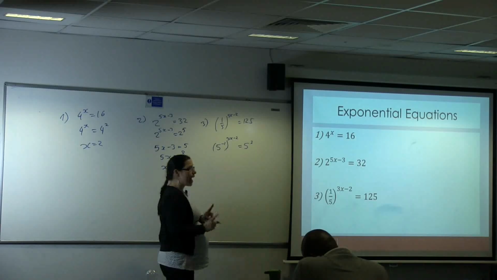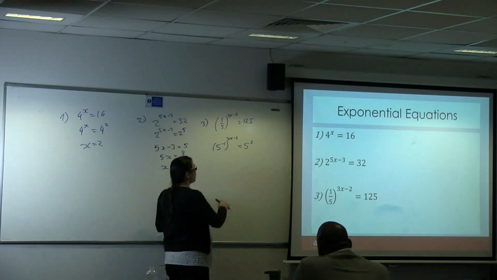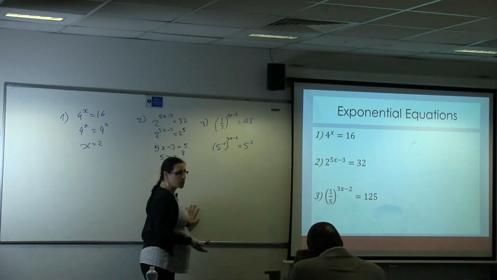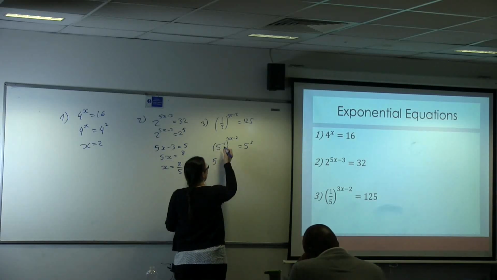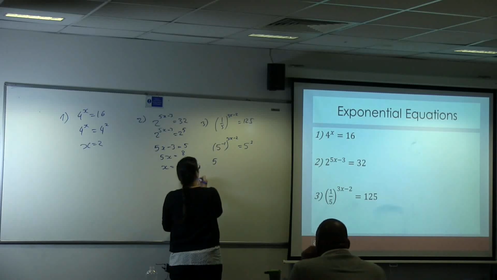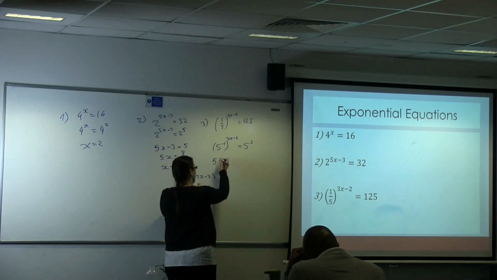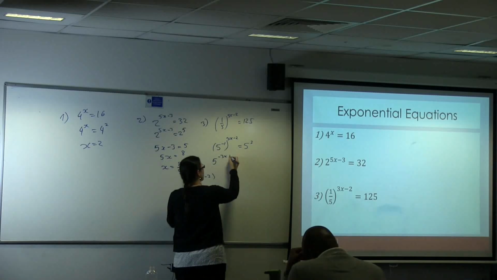Well, I'm almost there, but that minus 1 is in my way. But what's actually going on in here? I'm raising a power to a power. So that means I can multiply the powers together. So this is nothing else but 5 to the minus 1 times 3x minus 2. Now, minus 1 times 3x is minus 3x. And minus 1 times minus 2 is positive 2.